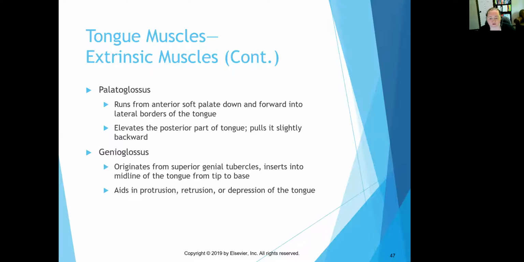Then we have our genioglossus, and this originates from the superior genial tubercles, which are right on the inside down here, and inserts into the midline of the tongue from the tip to the base. This aids in protrusion, retrusion, and depression of the tongue.